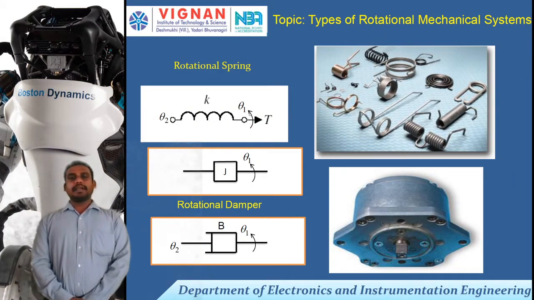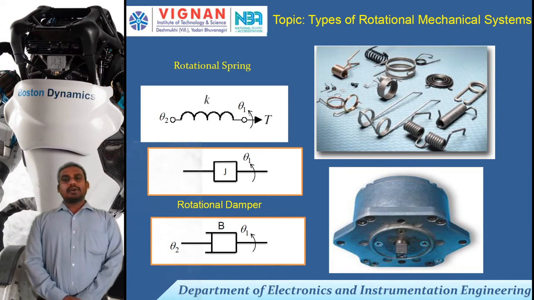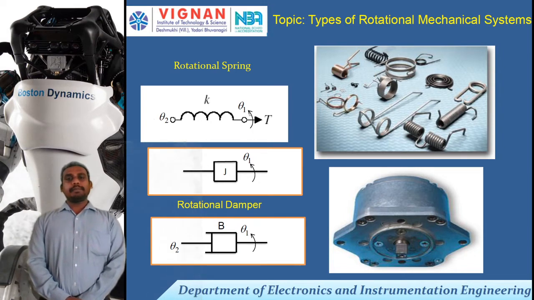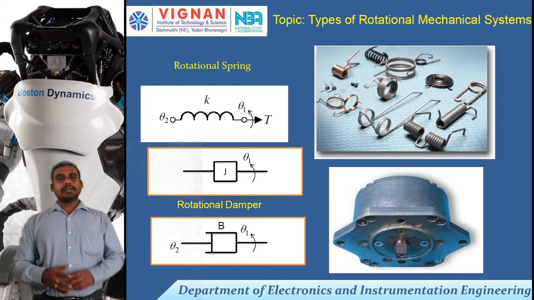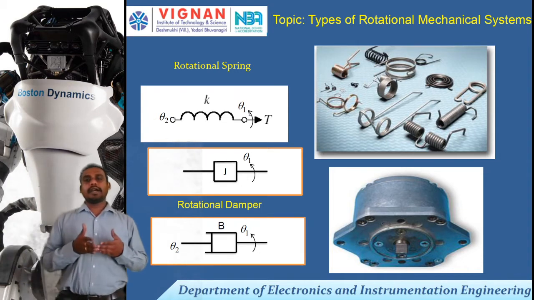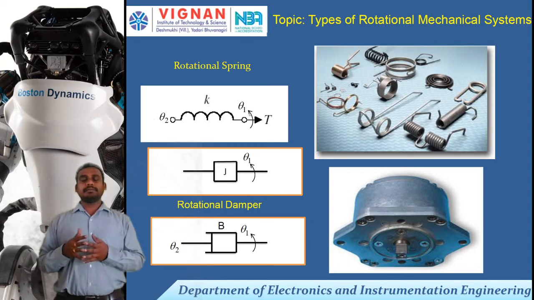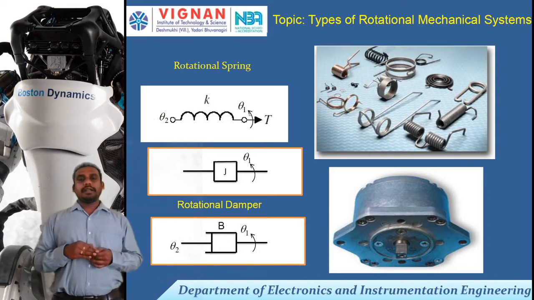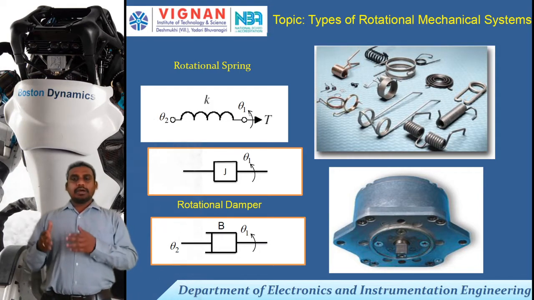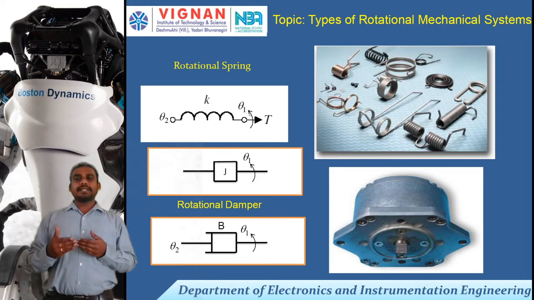In the previous class, we discussed what a mechanical translatory system is, the different elements involved in it, and we solved two examples of obtaining the mathematical model for a mechanical translatory system. If you observe, the elements in mechanical translatory systems are spring, mass, and damper. So in this class, we are going to discuss the mechanical rotational system.